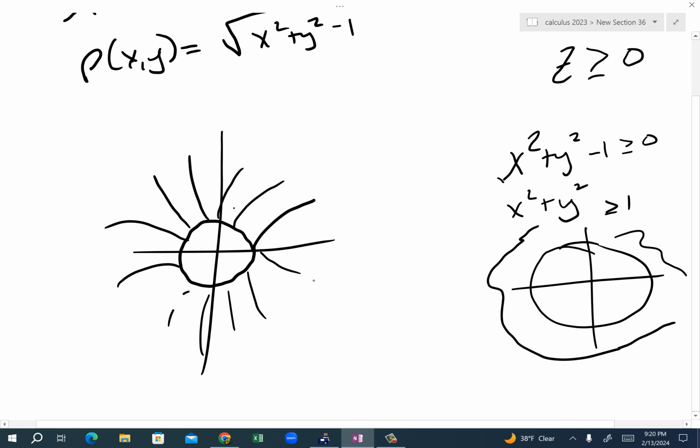Now, I'm not great at sketching it. I don't ask you to sketch it, but have an idea of what's happening. That's the idea on that problem.